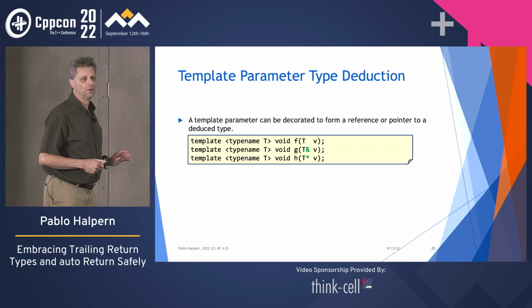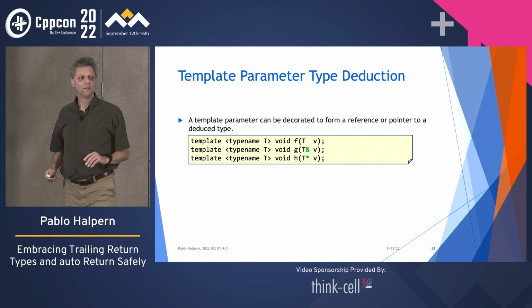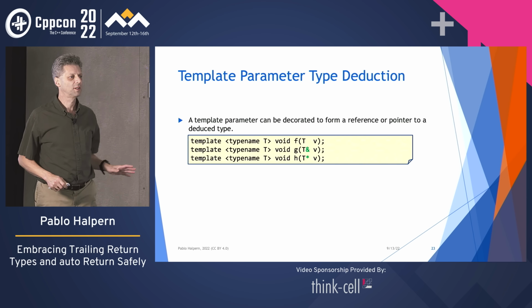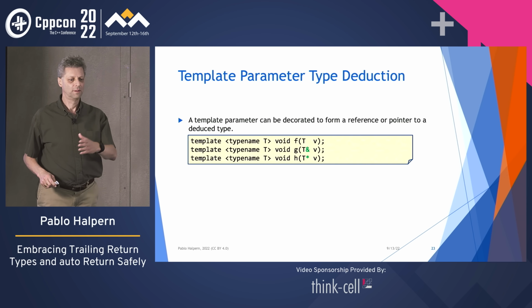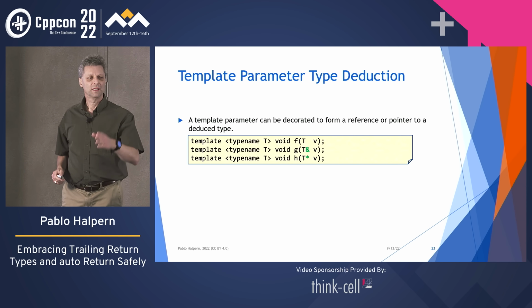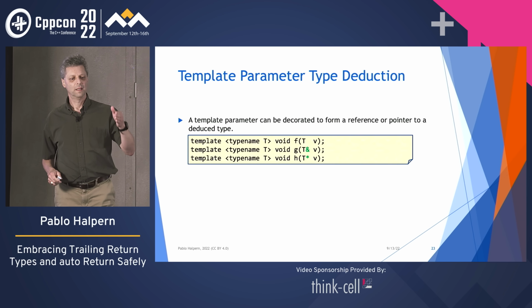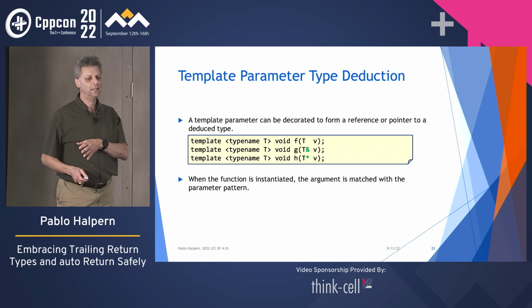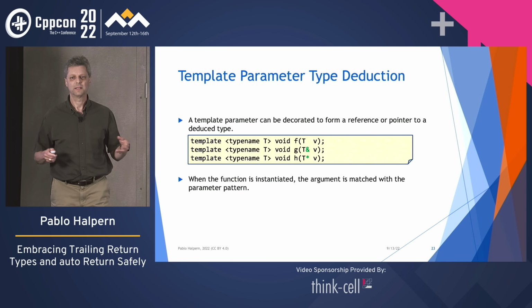I'm going to digress for a moment and talk about the bigger topic of auto, which is, we start with template parameter type deduction, which is where most of the rules come from. So we're not using auto at this point here. We just have 3 function templates. The first one just takes a T argument, the second a T reference, and the third a T pointer. When the function is instantiated, there's a pattern matching that goes on to figure out what is actually T and what is the actual type of v.